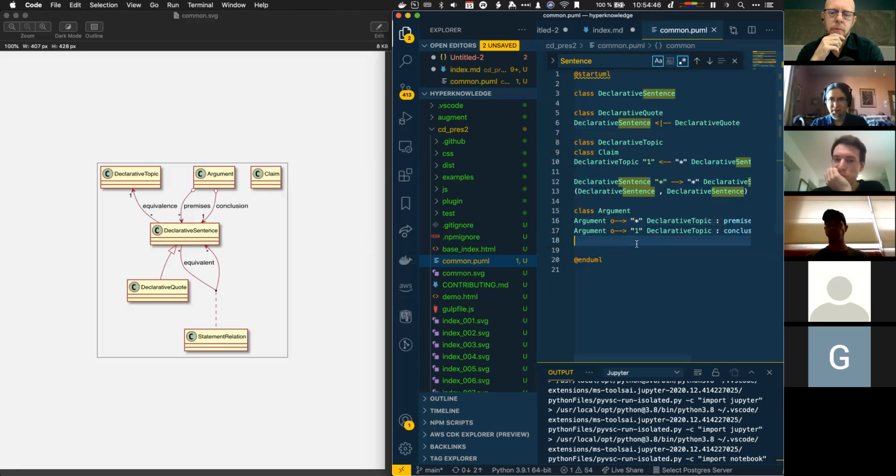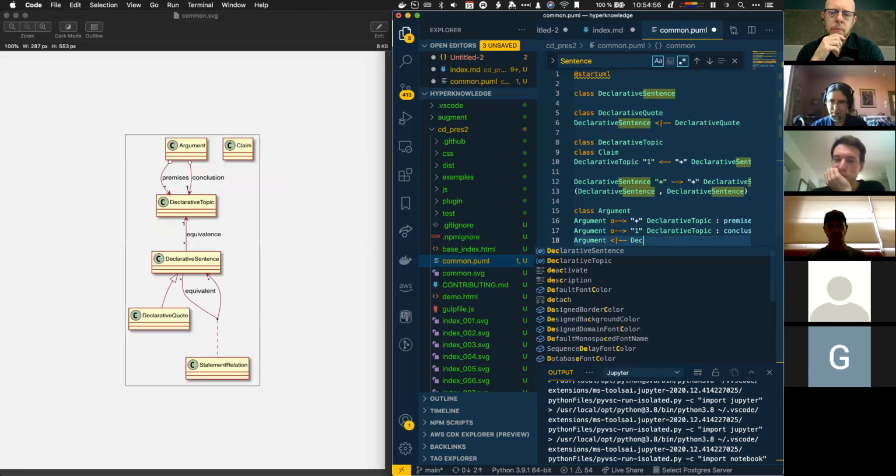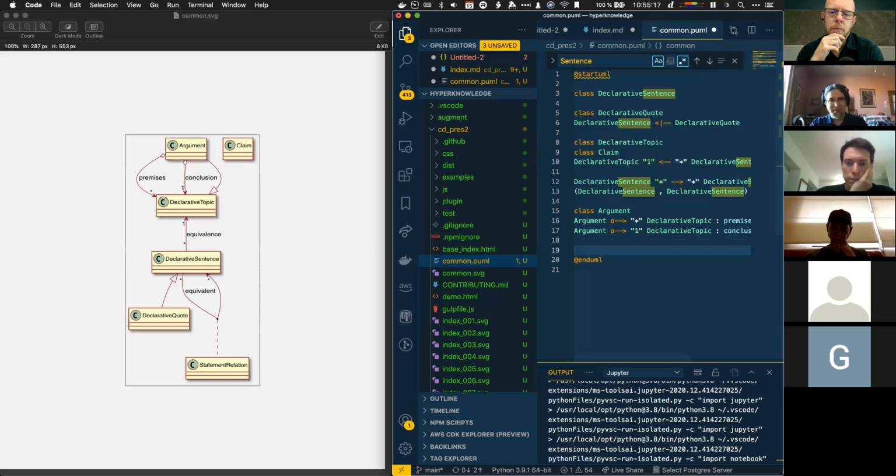Sure. And now the argument is a kind of declarative topic. No, the other way around. And that's something that will be a point of contention. That has always been a point of contention. Yeah, so let me not put it there because it's not part of the consensus yet, but we agree on this much, and I think that's good.